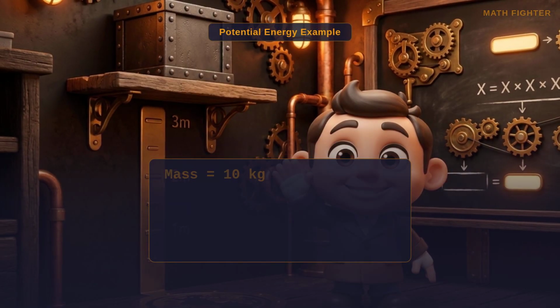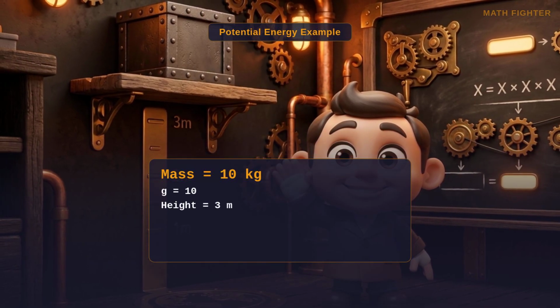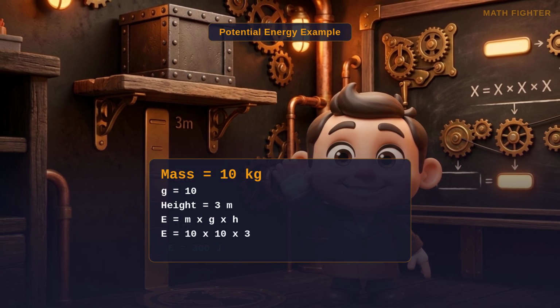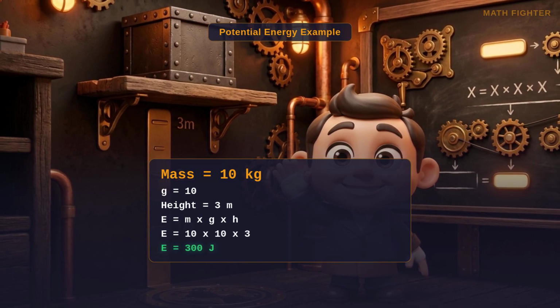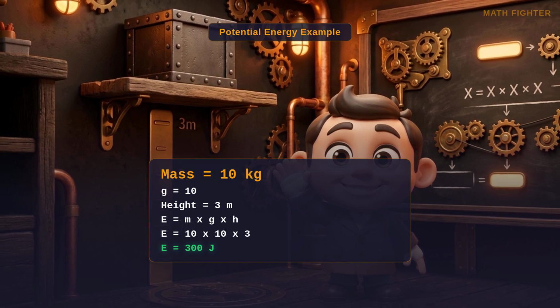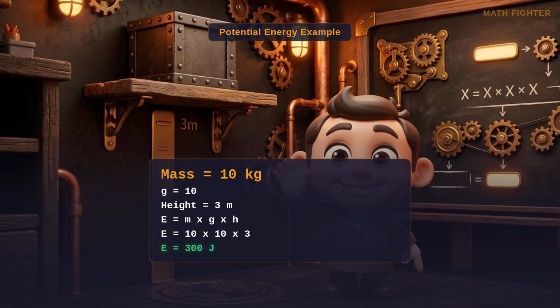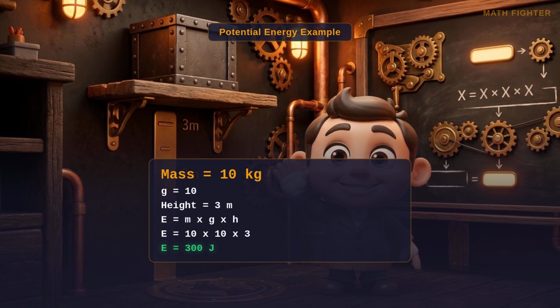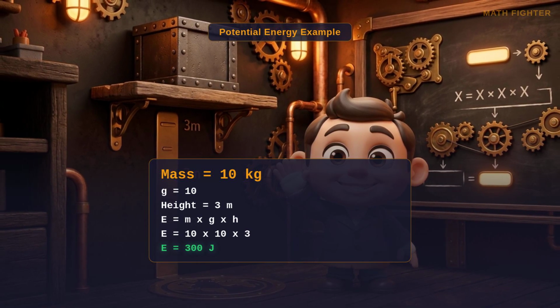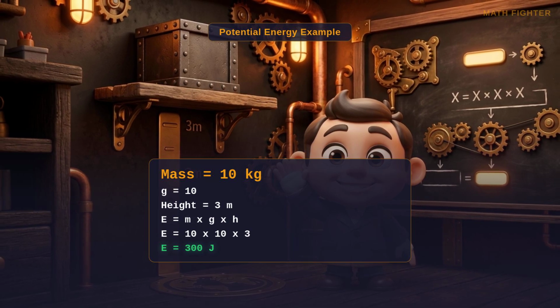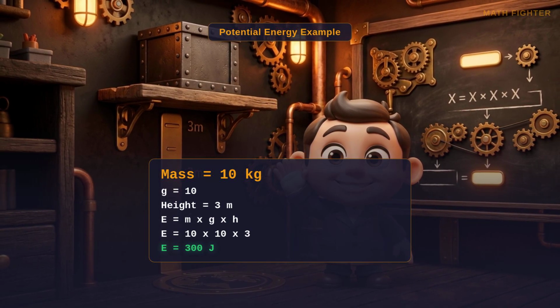Let's calculate. A 10 kilogram box is sitting on a shelf 3 meters above the ground. How much potential energy does it have? E equals M times G times H. That's 10 times 10 times 3, which equals 300 joules of stored energy. If it falls, all that energy turns into motion.